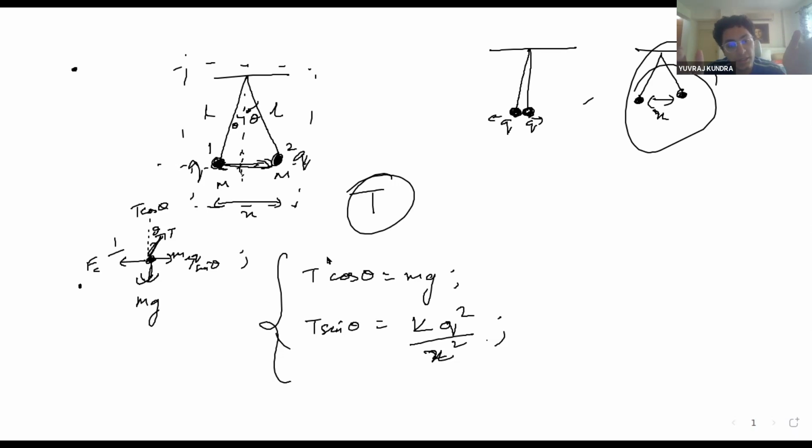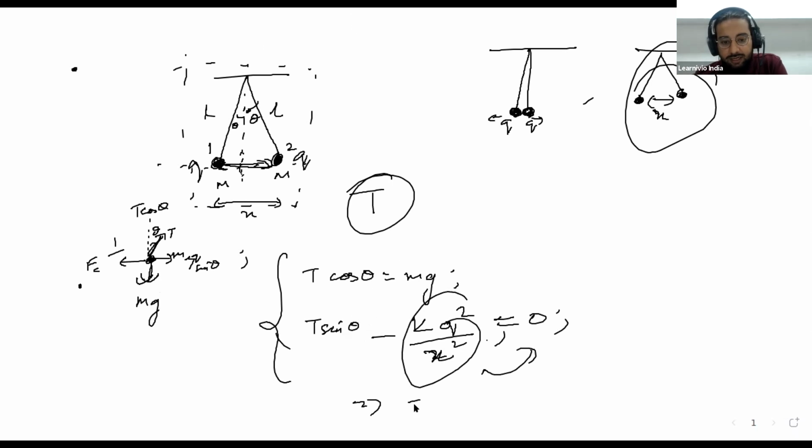T sine theta is equal to k q square upon x square should be equal to zero. T sine theta, because tension will be minus, zero. This is what it should be, right? Yes, sir. So that is essentially T sine theta is equal to kq square over x square. That's exactly the same thing, right? It's just taking the minus sign to the other side, correct? So if you take this on the other side, what you will get is T sine theta is equal to kq square over x square.